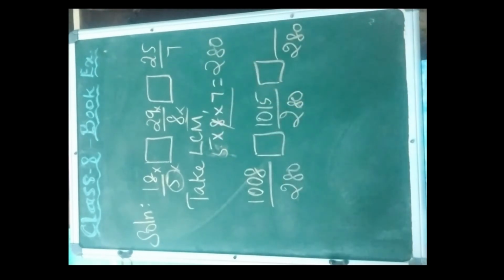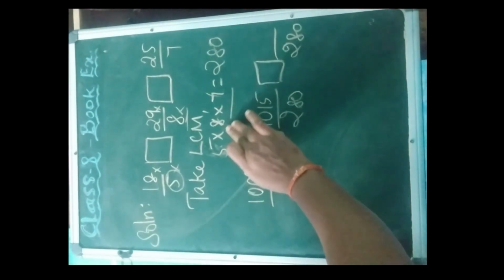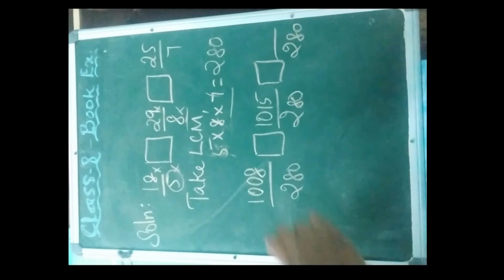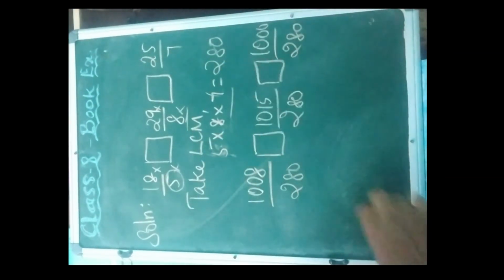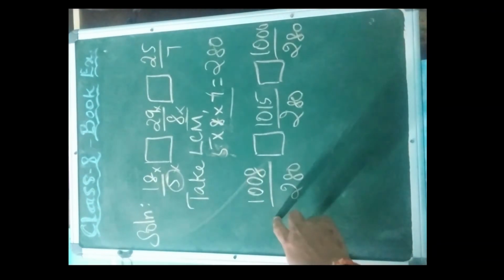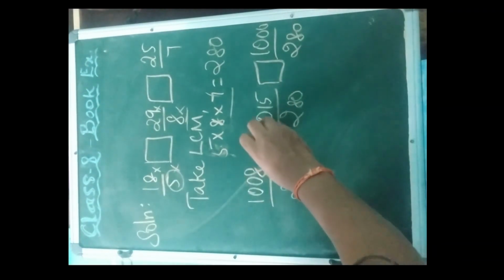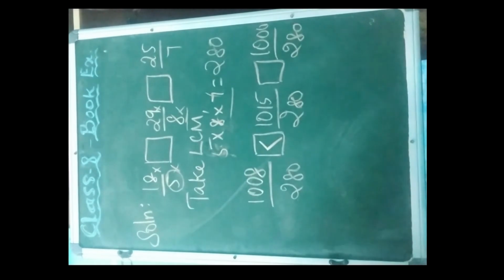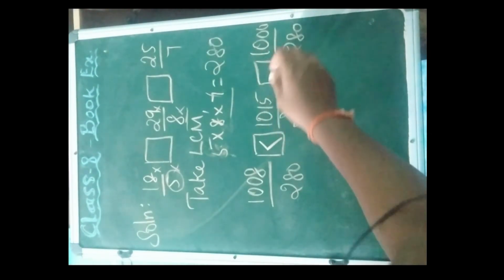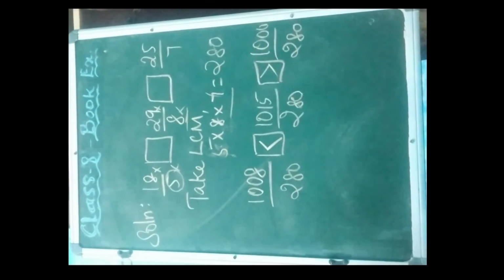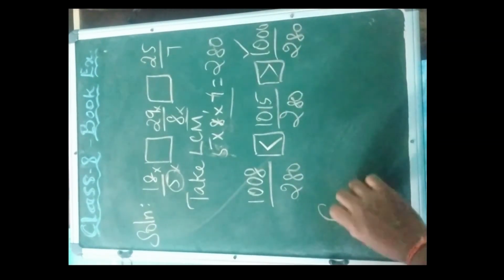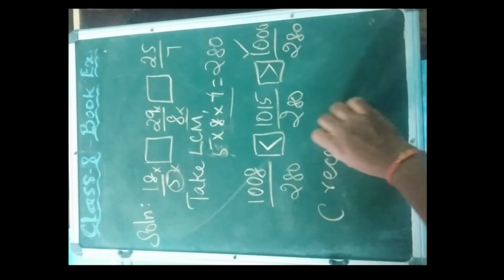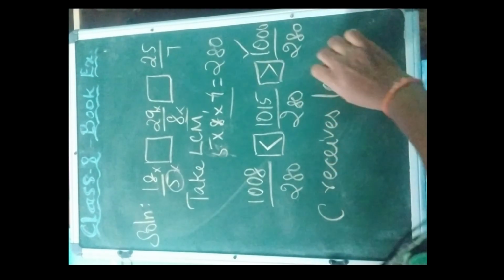Similarly, here you strike out 7 and then multiply 8 into 5 into 25. You will get 1000. So from this you can see that 1015 is greater than 1008, and 1000 is less than 1015. So automatically only C is lesser. So C receives less.